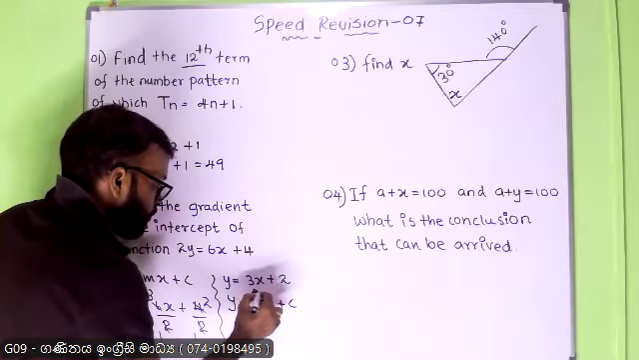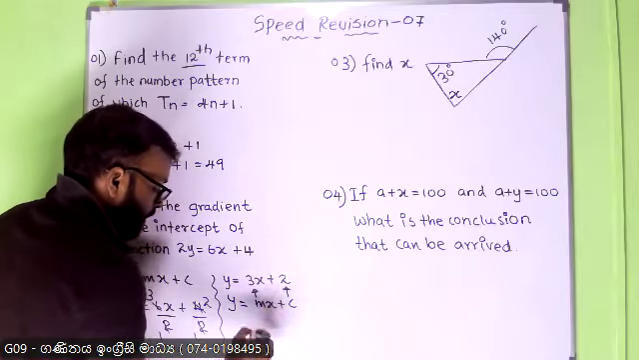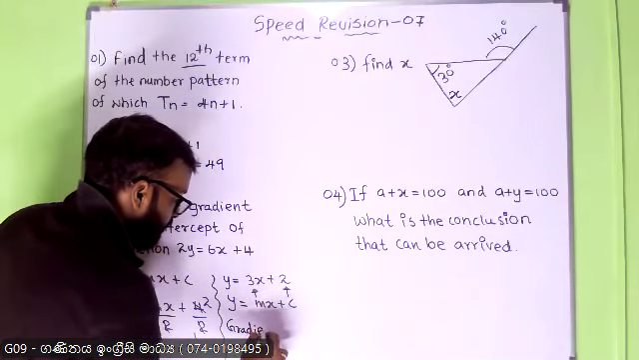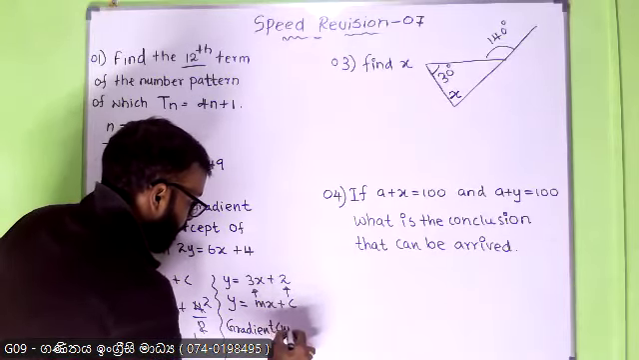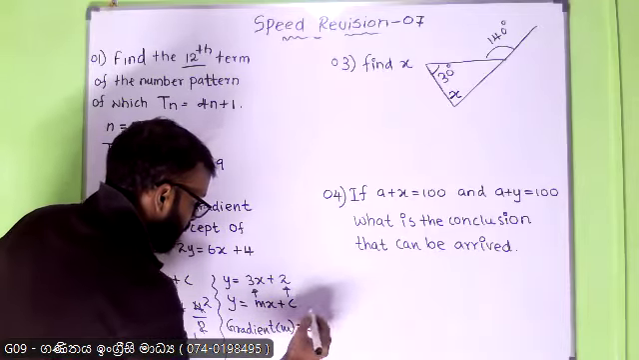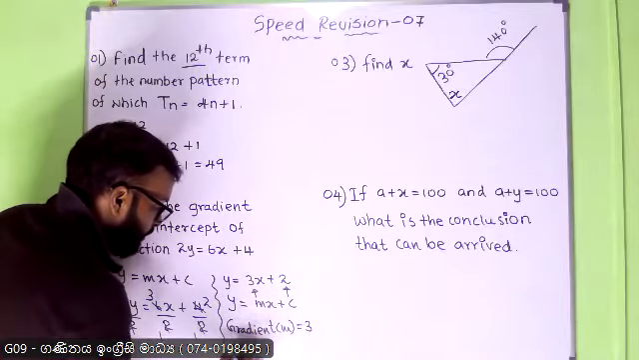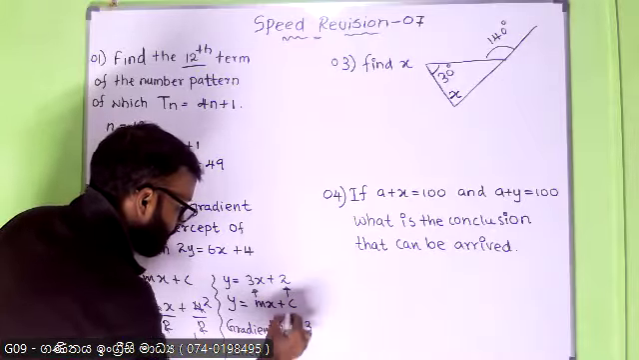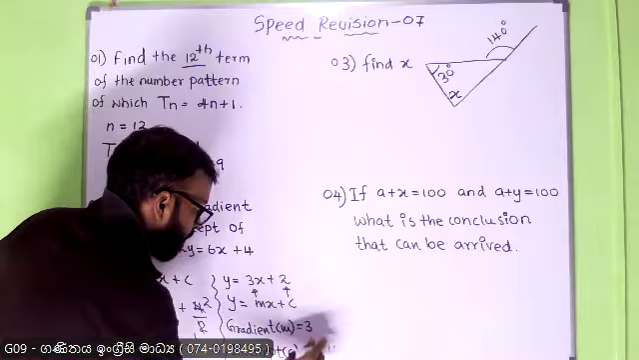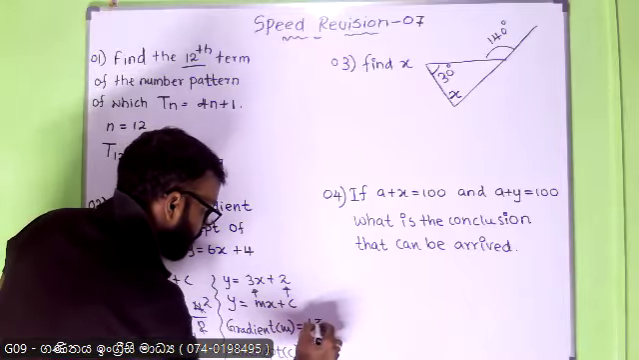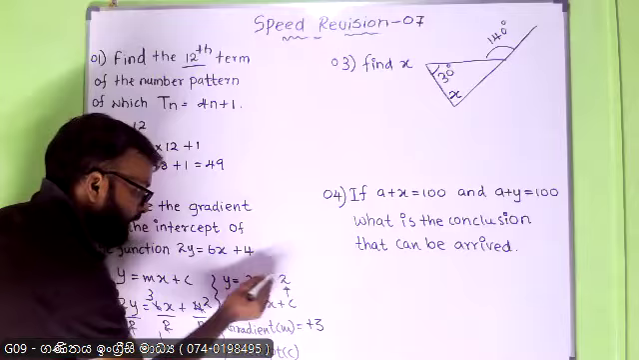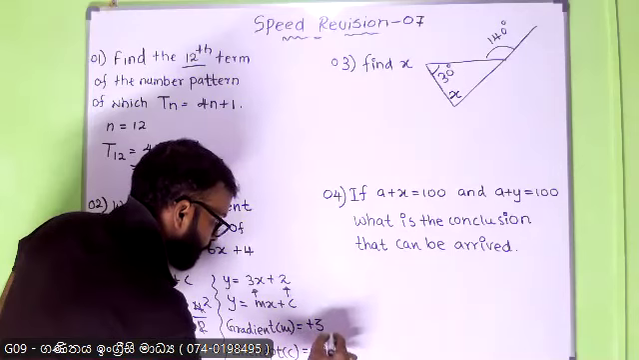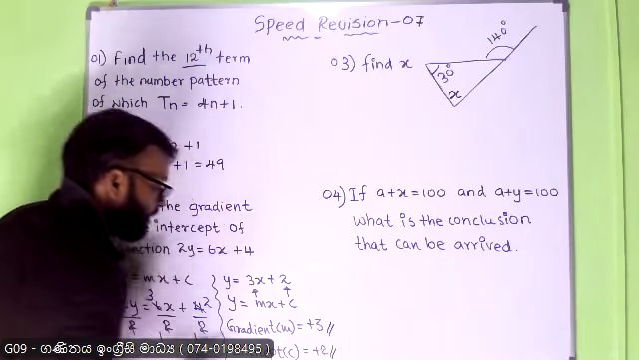m equals positive 3, c equals positive 2. m means gradient, right? So you can write gradient means m equals 3. So intercept, which is called c. Sorry, gradient is positive 3, and the intercept is also positive 2, right? So this is your gradient and the intercept.